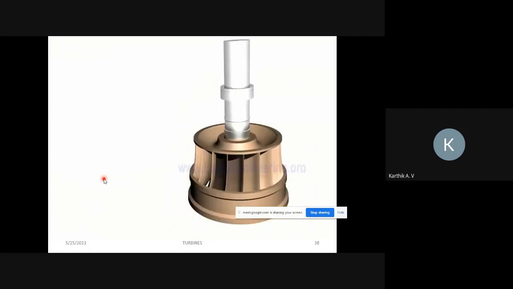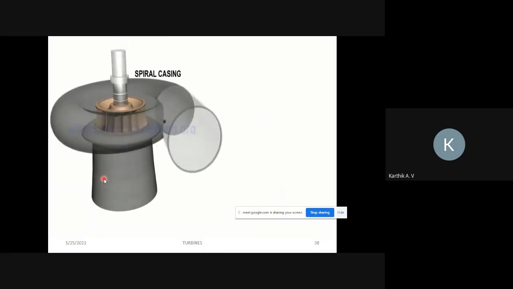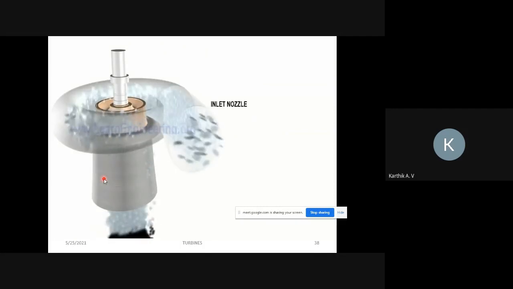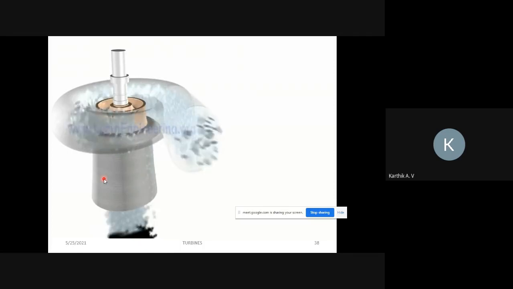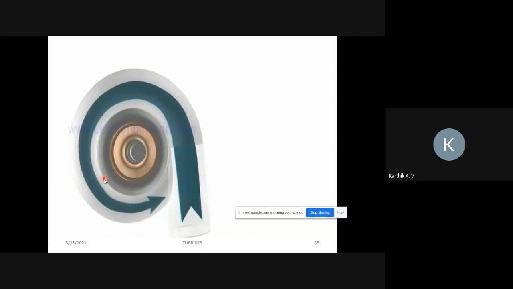The runner is connected to a generator via a shaft for electricity production. This arrangement is fitted inside a spiral casing. Flow is entered via an inlet nozzle. The flow rate of water will get reduced along the length of the casing since water is drawn into the runner. But the decreasing area of the spiral casing will make sure that flow enters the runner region at almost uniform velocity.